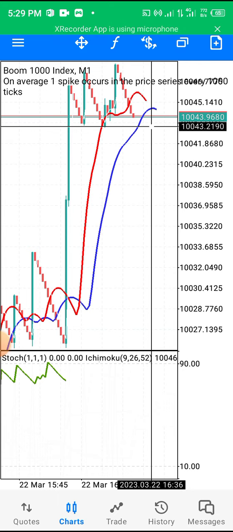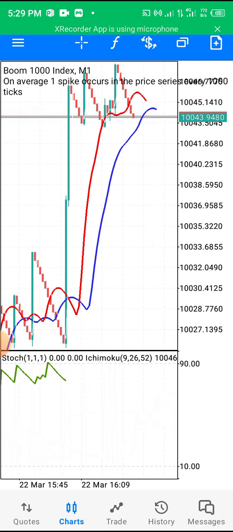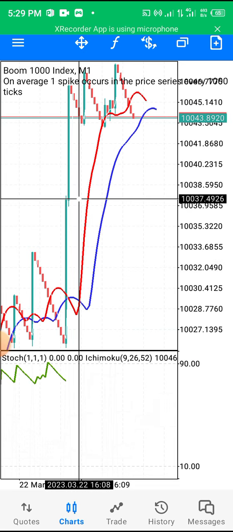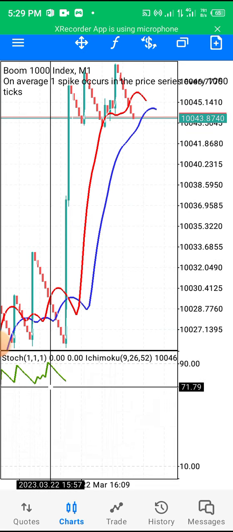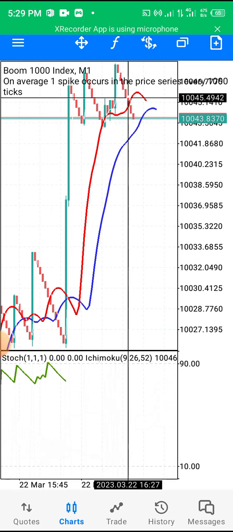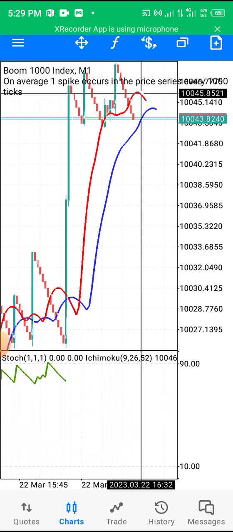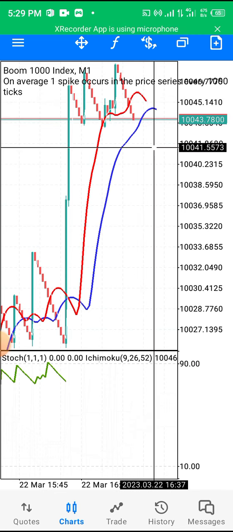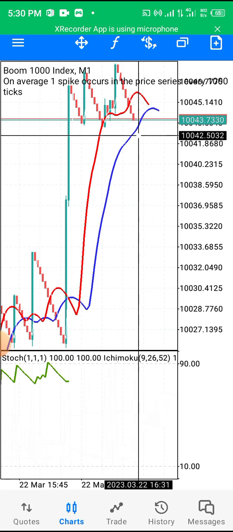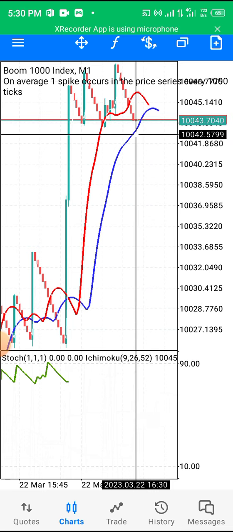So guys, it's the same thing. On Boom you're selling, on Crash you are buying. So on Boom, what you look out for is when you see the green indicator on your indicator window 1 hitting the level 90, and you look over your main chart and you see the red indicator here crossing the blue indicator to the downside, then you wait for at least a candlestick to finish forming, and when that happens you open your positions.